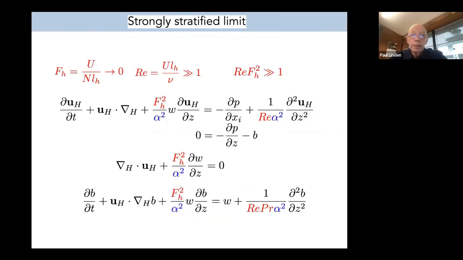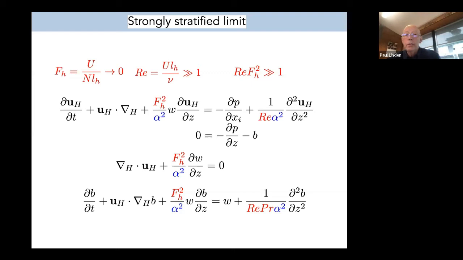Okay, so now we're going to look at the strongly stratified limit. We're going to take the case where the Froude number is small, tends to 0, so that the stratification is strong, N L_H is large compared to the flow, but the Reynolds number is high, so we expect turbulence. So Re, U L_H over nu, is large compared to 1. And the ratio of these two, the Reynolds number times the Froude number squared, is also large.